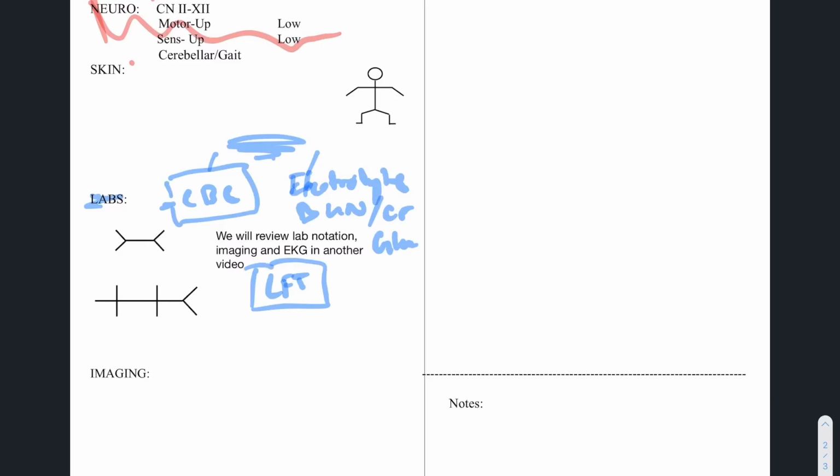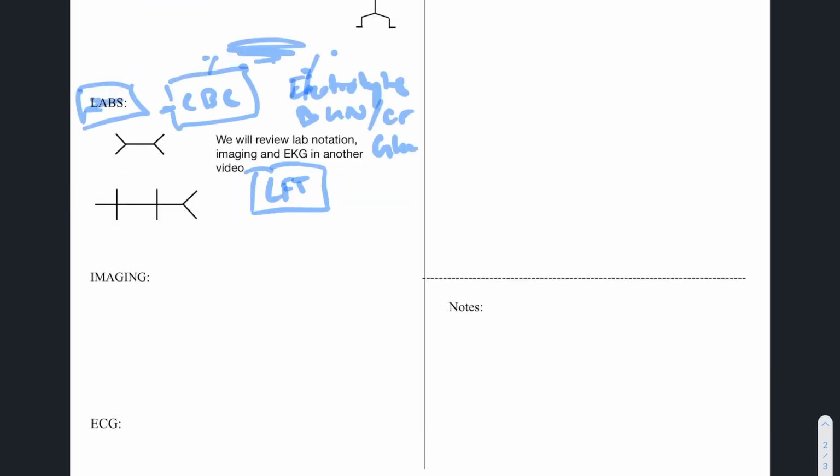I'll put a video together on what labs we generally order for cardiac patients, but in general, these two are what we generally look for: the CBC and your basic metabolic panel. And I will go over what these are. These are our shorthand notations for your lab. So this is the CBC, and this is your basic metabolic panel. And I'll go over that when I talk about the labs that we do for the cardiac cases.